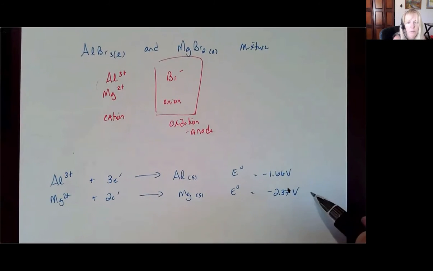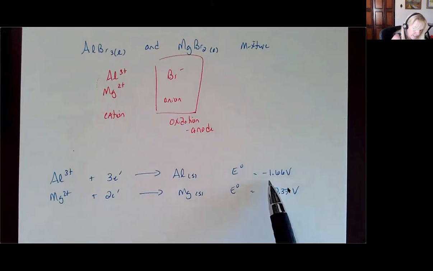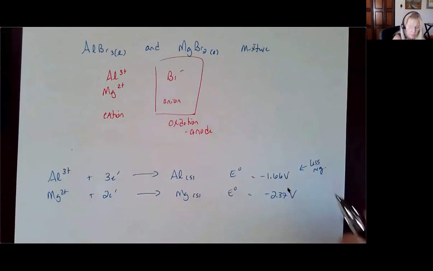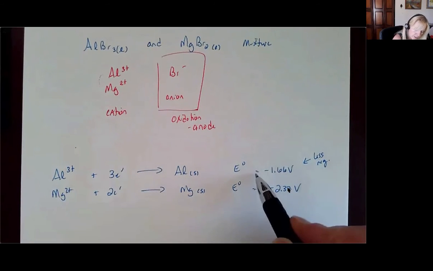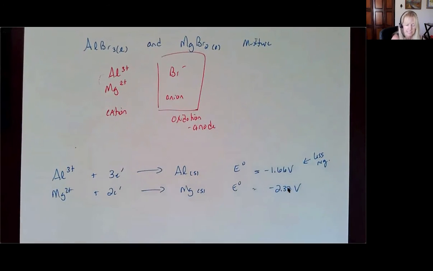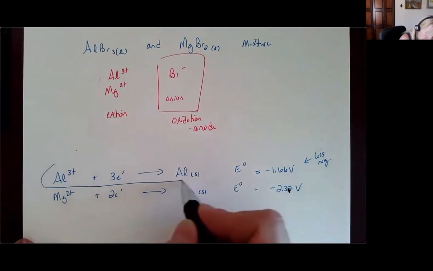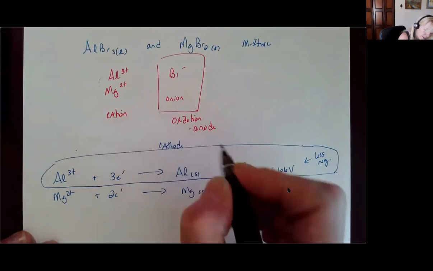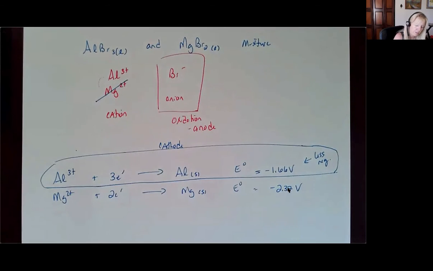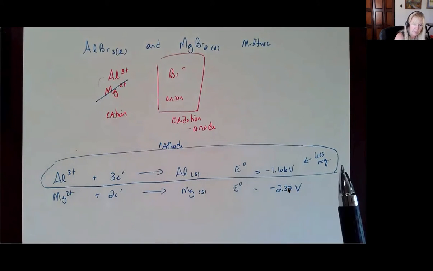So neither one of them is particularly great, but this is going to be less negative, so it's going to be more easily reduced. If both of these are positive values, then I'm going to look for the value that's more positive. If they're both negative, I'm going to look for the value that's less negative. So it's getting closer and closer to zero. So this is going to be the reduction reaction that happens at the cathode. And magnesium ion is just going to stay in. So it's going to be a spectator ion. It's not going to be involved in this reaction at all.